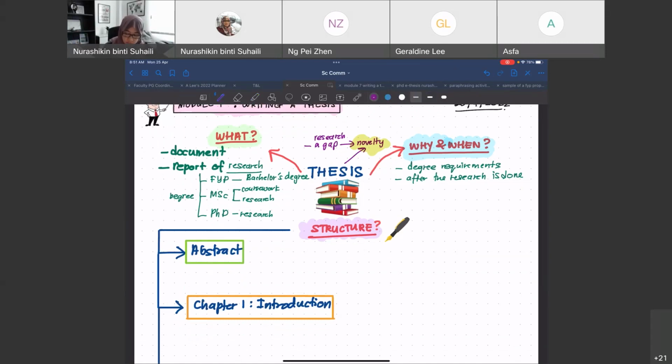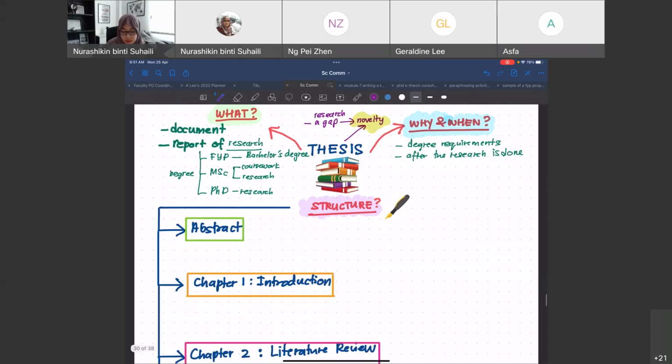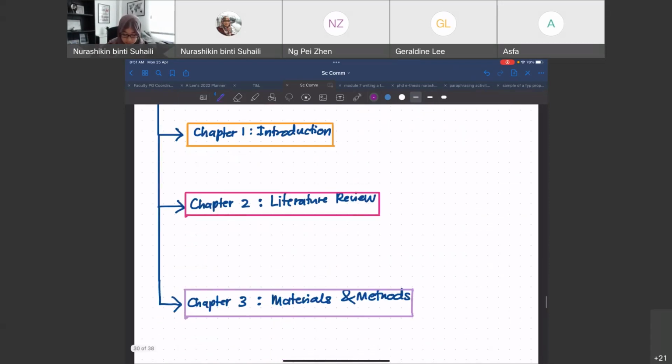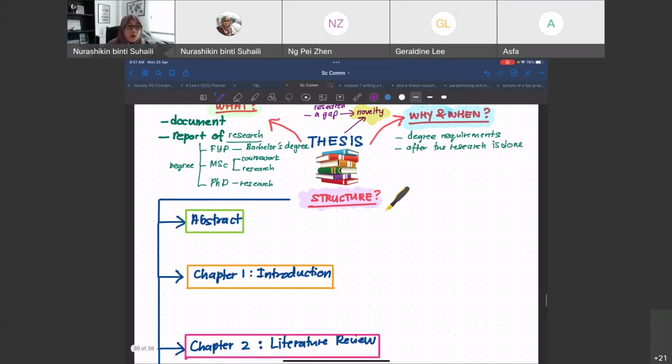And then let's have a look at the structure of a thesis. Okay, what is the structure of a thesis? Here, I'm just talking about thesis in general. It means that FYP thesis, MSc, and PhD thesis have the same structure. All of them have an abstract, and all of them have the chapters that I will introduce. But the difference is the content.